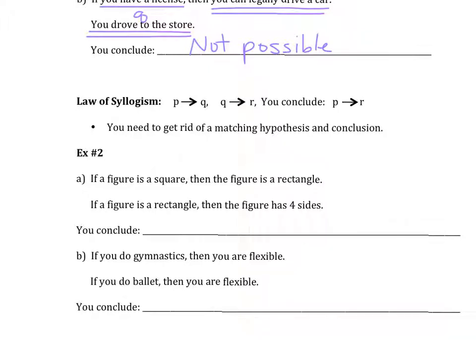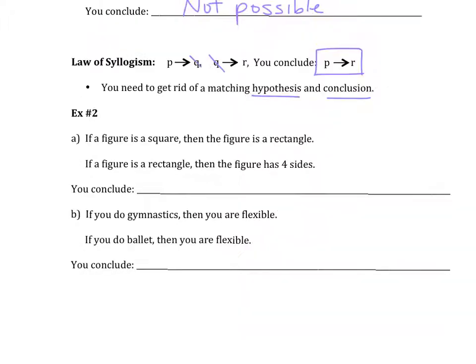All right, law of syllogism. This one says if P then Q, if Q then R, you take out the Q's and you say if P then R, okay? So you have to get rid of a matching hypothesis and a conclusion. If they're both hypotheses, you're not going to get a statement back. If they're both conclusions, you're not going to get a statement back. That makes sense. So here's our first example.